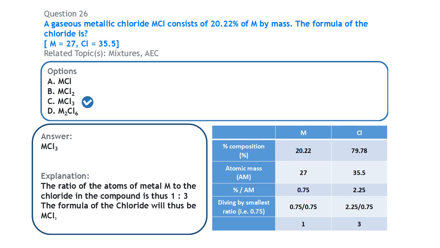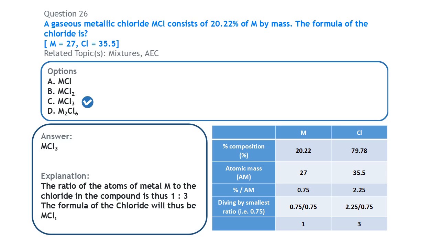The total percentage for this substance as a whole is 100%. So if the percentage of M is 20.22 out of the 100, then to get the percentage of chlorine, we just subtract this from that 100. If you subtract 20.22 from 100, you get 79.78. You see that if you add these two together, you get 100. So now we have their percentage composition.